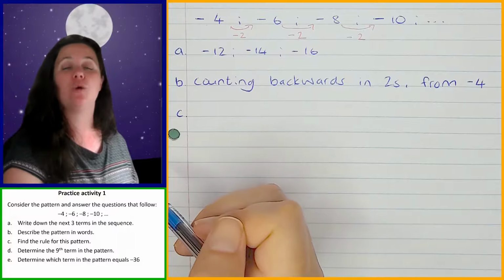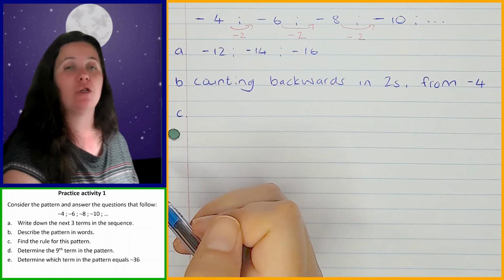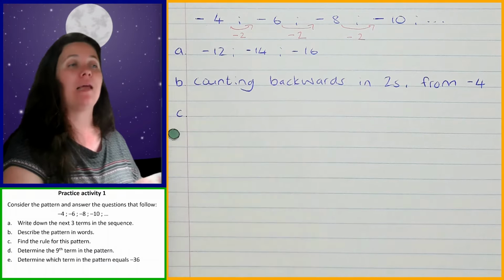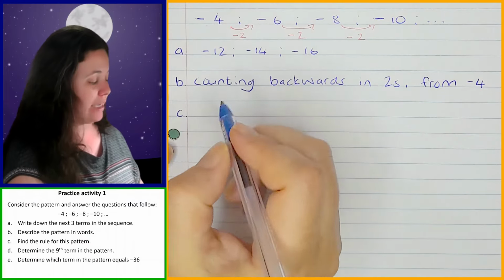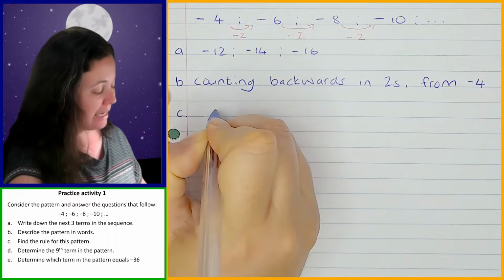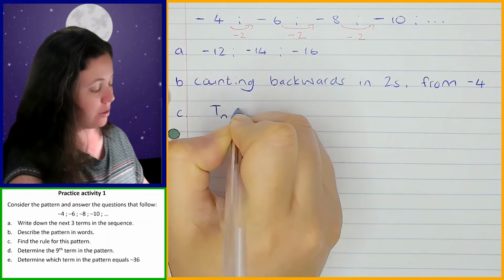Now when they ask you to work out the rule, it's the same as asking you to find the nth term. It's the same as asking you to find Tn. They all mean the same thing. They all want you to find the rule for the pattern. So I'm working out what Tn is, which is the rule.